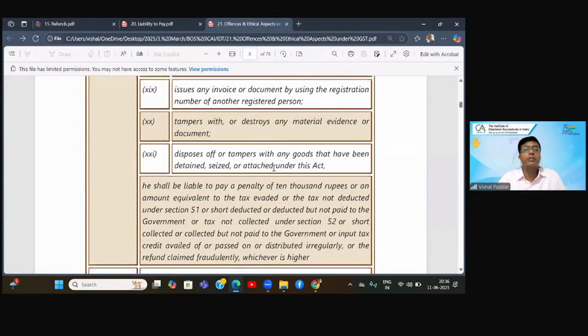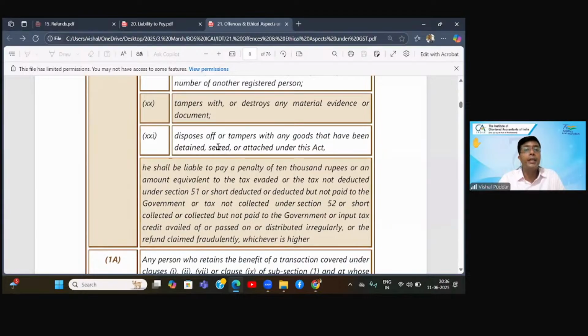Disposes of or tampers with any goods that have been detained, seized, or attached. So if you are destroying any evidence, like we see in many movies, or any crime related things, even tampering evidence is a crime. So that is also part of GST law. Further, when any goods have been already detained or seized, now you are trying to do something with such goods. Again, it is a crime.